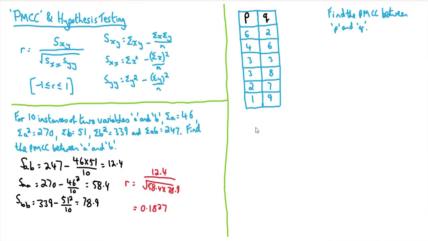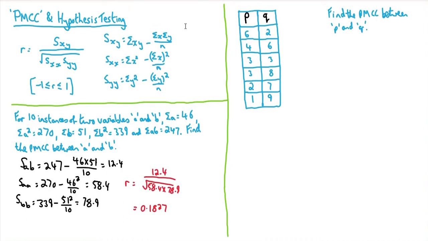So think about how you're going to get the sum of P, the sum of Q, the sum of PQ, and so forth. And then again, follow the steps that have been done on the left here. Once you have that, find your PMCC and comment on what correlation there is, therefore, between P and Q. Pause the video, have a go for yourself, and then press play again when you're ready to compare.